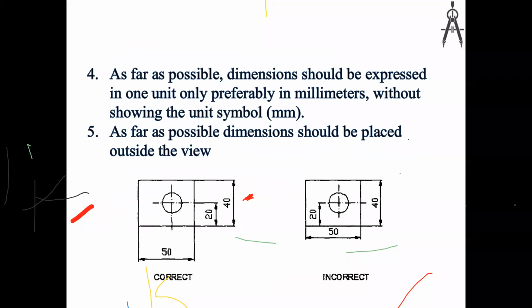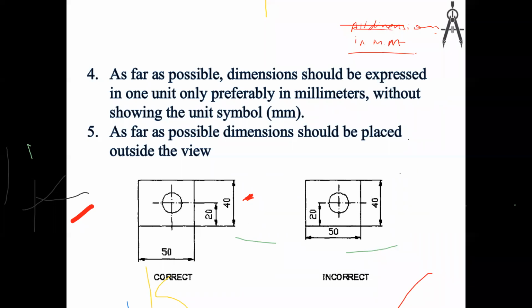As far as possible, dimensions should be expressed in one unit only, preferably in millimeters, without showing the unit symbol. Okay, how many of you have checked the layout? In the layout, a description page is given. In your description page, there is a note given as all dimensions are in millimeters.